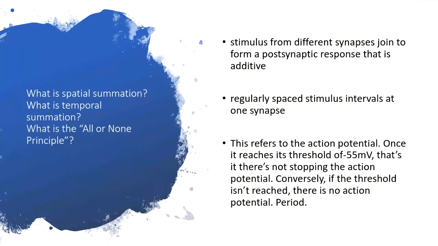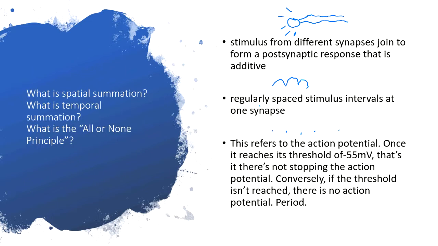What is spatial summation? What is temporal summation? And what is the all or nothing principle? Spatial summation is stimulus from different synapses joining to form a postsynaptic response that is additive. So you have one neuron here, with stimuli coming from different neurons, and that elicits a response down the line of the axon. That's it. Multiple neurons acting on one neuron to elicit a response. Temporal summation is regularly spaced intervals at one synapse. These signals are coming in one at a time, in order, just one at a time. Spatial summation, again, remember, is coming from different neurons. Temporal summation is just a singular response.